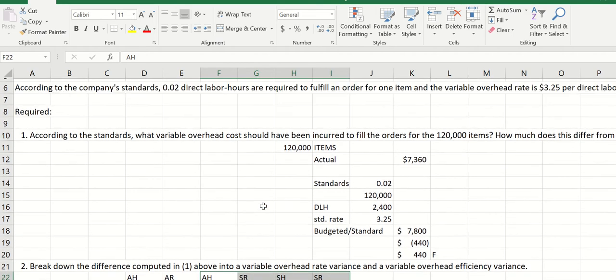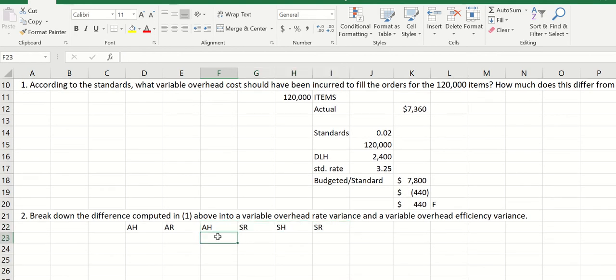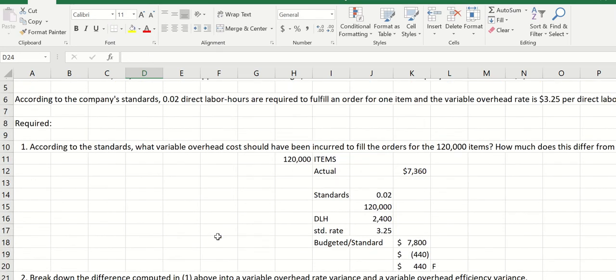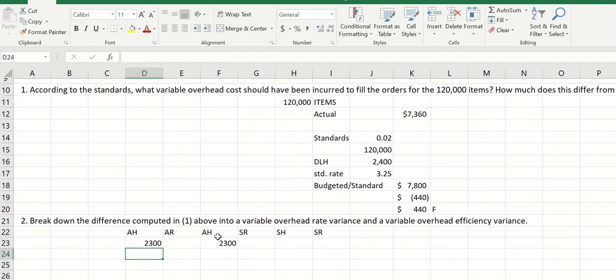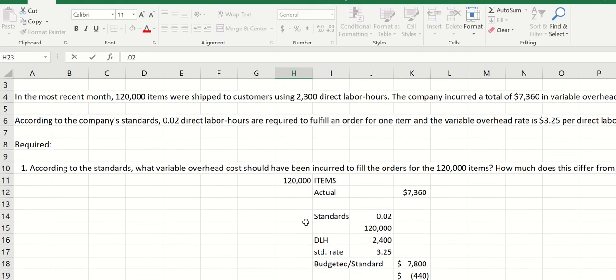And they told me I was using 2,300 direct labor hours, actual hours. And then the total was the 7,360. 7,360 was the total actual cost, actual hours times some rate, which gives me a total of what they spent to make these units. My standard rate is $3.25 an hour. Standard rate $3.25. So I know my actual rate should be somewhere around $3.25. And standard hours, they said it was 0.02.